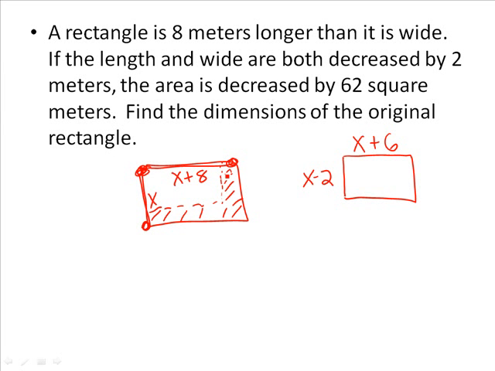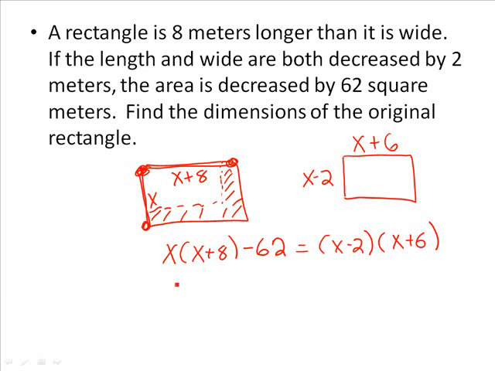So we're looking for the dimensions of the original rectangle. So how about we take the area of the original rectangle, we subtract the 62 that we know we should lose, and then that should get us to the smaller rectangle. Okay, so that's x squared plus 8x minus 62 equals x squared plus 6x. This is our FOIL process again, our multiplication. Okay, and we get over there.